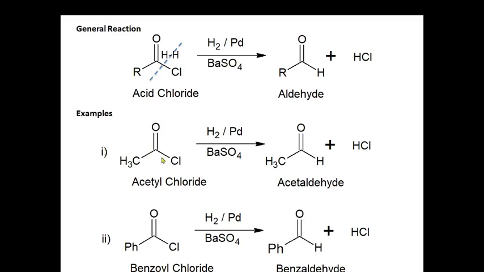Let's take the example. If you are taking acetyl chloride and it undergoes the Rosenmund reduction, it will give you the product acetaldehyde, simple breaking of this C-Cl bond. Similarly, benzoyl chloride on reaction with hydrogen in presence of palladium barium sulfate, you'll get benzaldehyde, that's the aromatic aldehyde. So this is about Rosenmund reduction.